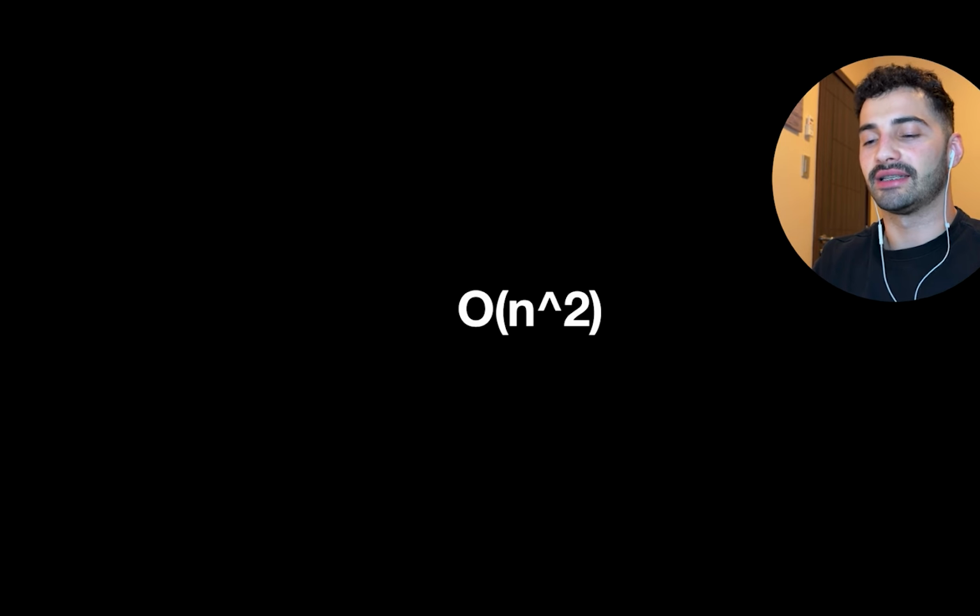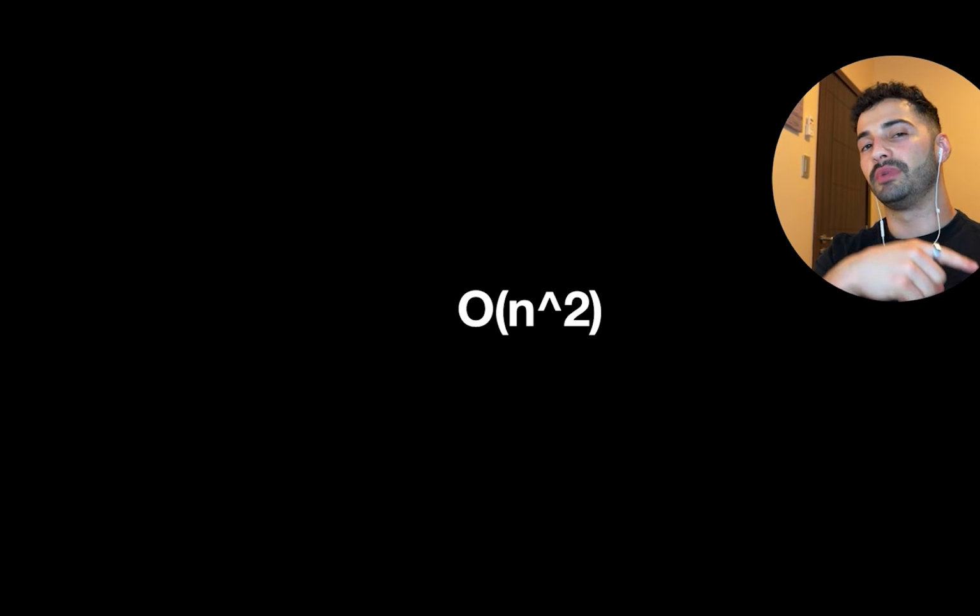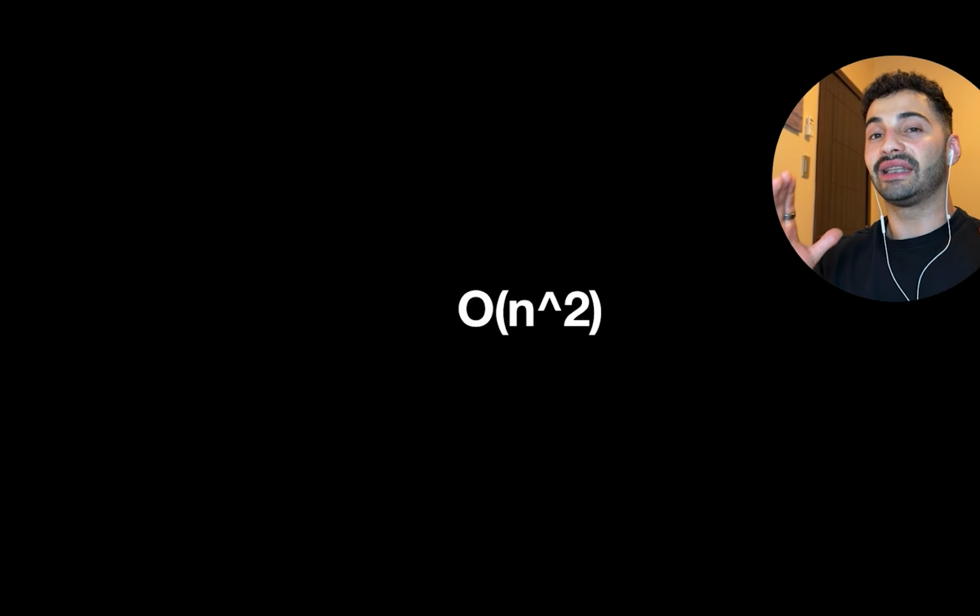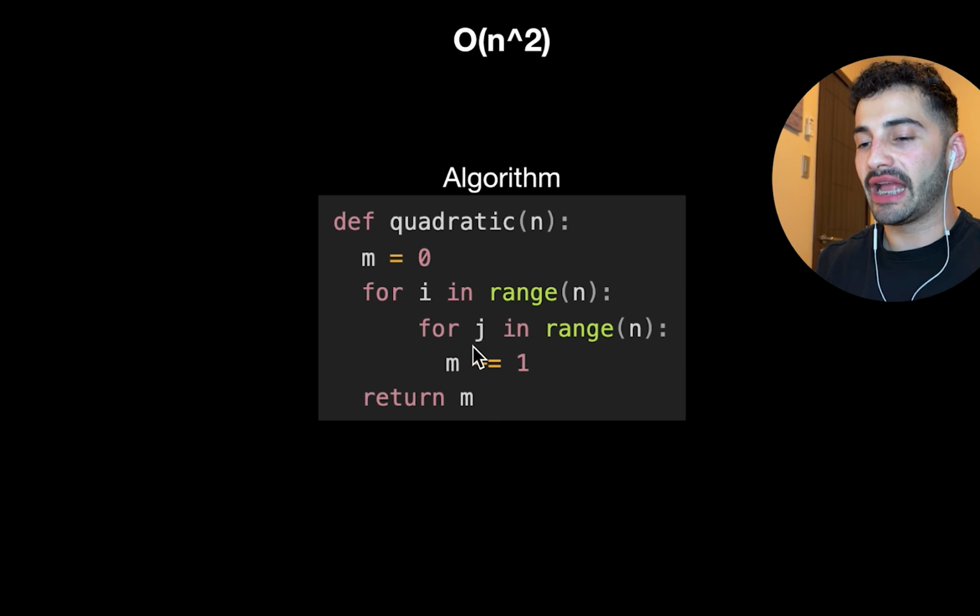We can also verbalize this as quadratic, and basically we're doing a linear operation like we did in the previous example, but we're doing that linear operation a linear amount of times. So we're doing n times n operations. So here's an example of a quadratic algorithm where we're doing a linear operation a linear amount of times because of the nested for loop.